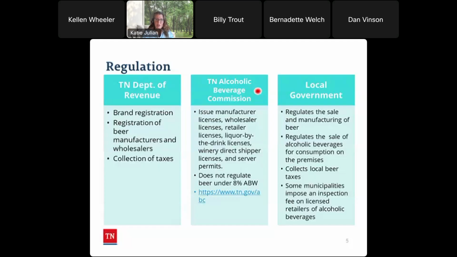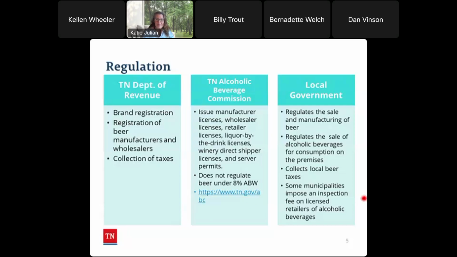The ABC issues numerous alcoholic beverage licenses and permits, including manufacturer licenses and wholesaler licenses. You can see here the list of different licenses that they handle, and a link to their website, tn.gov/ABC. It's as easy as that.